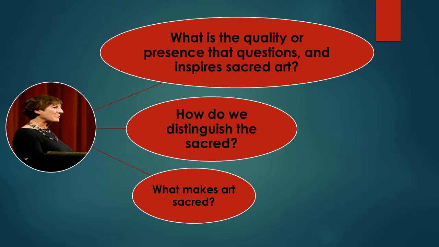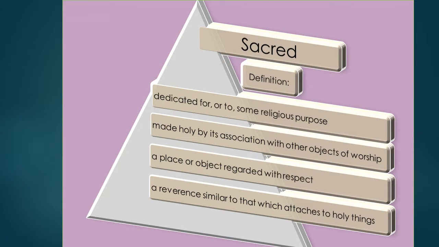I don't feel that the lecture thoroughly answered these questions for me, so I started looking up the definition and pondering over it to help me better understand what her questions and thoughts were. I found that sacred is something dedicated for or to some religious purpose. It's also defined as being made holy by its association with other objects of worship. It is a place or object regarded with respect, and its reverence is similar to that which attaches to holy things.